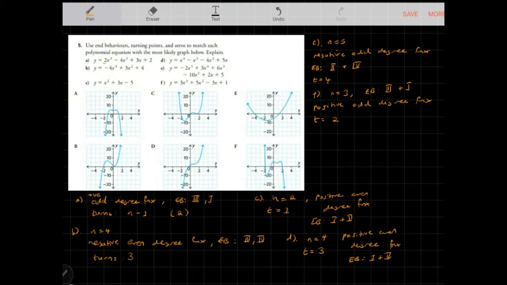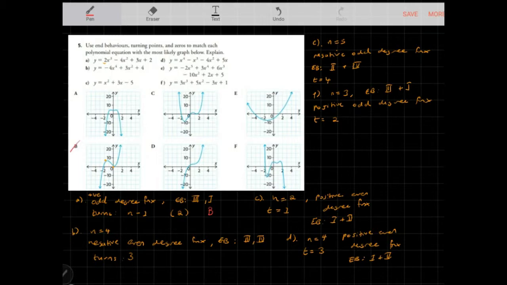Okay, so looking at all these characteristics, what are some potential sketches for each? Well, I'm going to start with part A here. We have 2 turns, end behavior should be in quadrants 3 and 1, and it's a positive odd degree function, right? So I'd say this was B. So the best scenario for that is B. So that's off the chopping block, right?